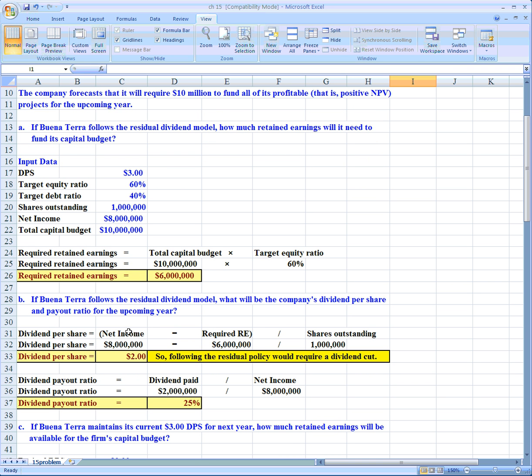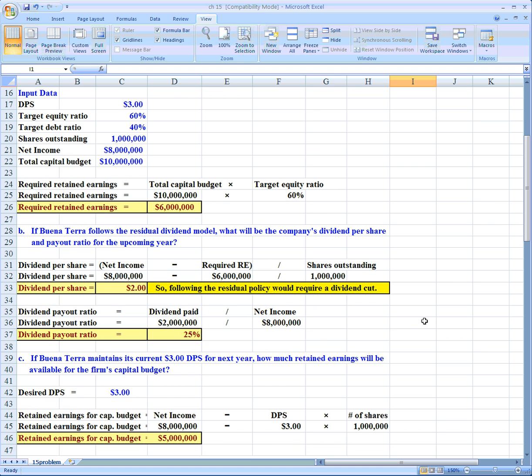If Boonatera follows the residual dividend model, what will the company's dividend per share and payout ratio be for the upcoming year? So if we have a net income of $8 million, subtract our retained earnings of $6 million, divided by our shares outstanding, that gives us $2 of dividends per share. So we would have to cut our dividends in this case. To find the dividend payout ratio, take the dividends we pay divided by net income. So our dividend payout ratio is 25%.